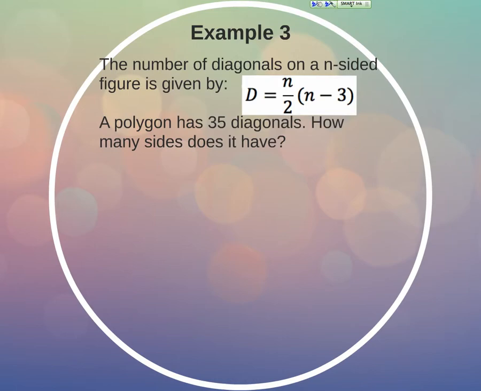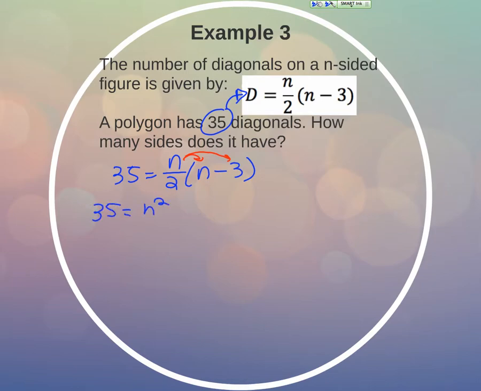So what we can do to start is we know that there are 35 diagonals, so I could substitute that in for d. So I've got 35 equals n over 2 times n minus 3. You could take different paths when sorting this out. I'm going to start just by distribution. So when I distribute that n over 2, I've got 35 equals n squared over 2 minus 3n over 2.